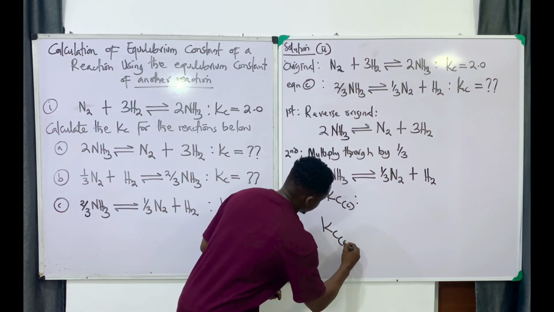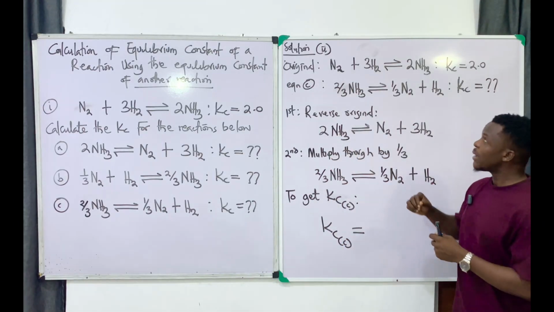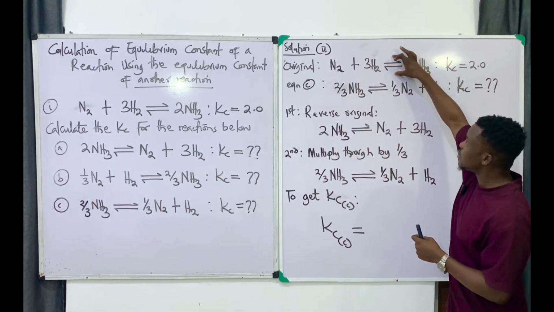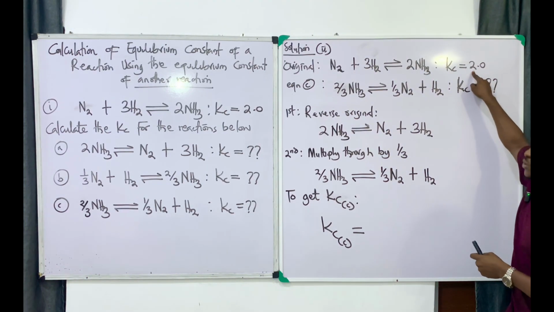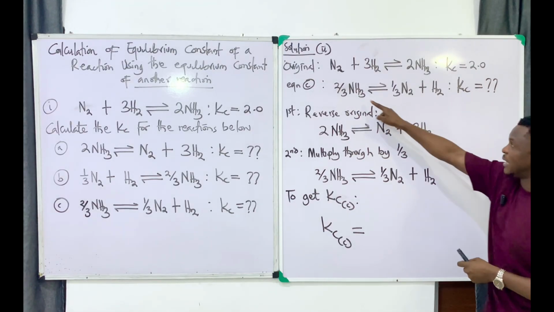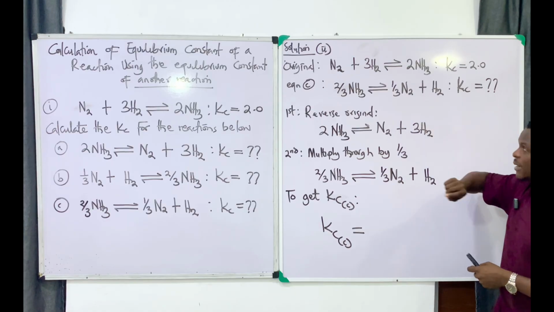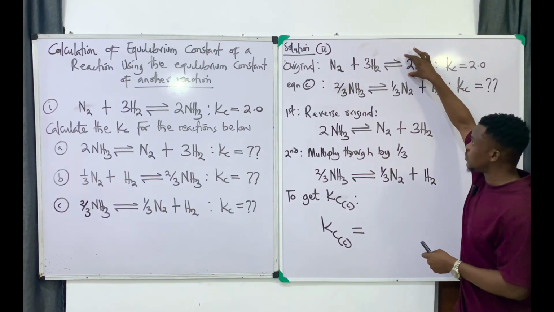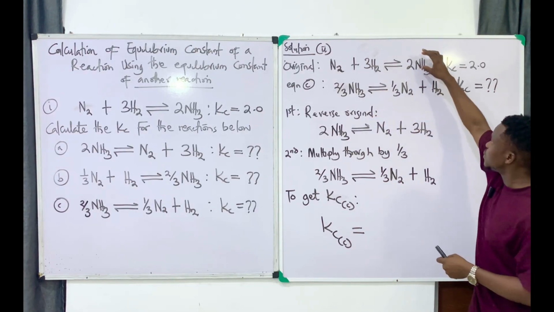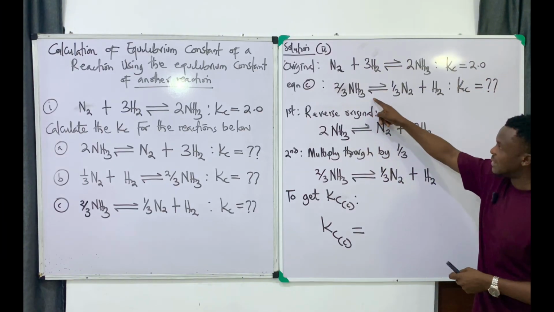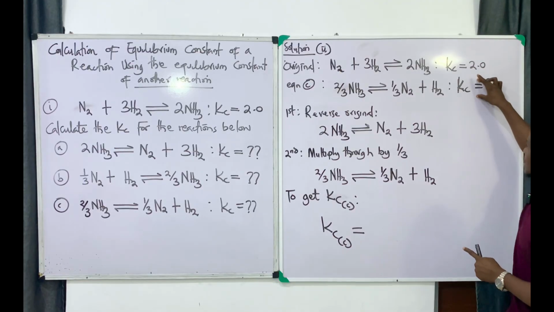Kc of C will be equal to... Whatever things we did to this original equation, we are going to do to this equilibrium constant to get the equilibrium constant of equation C. Remember, two things were done to this original equation to arrive at this. So since we did two things to this equation to arrive at this answer, we also need to do two things to this equilibrium constant to help us arrive at this.